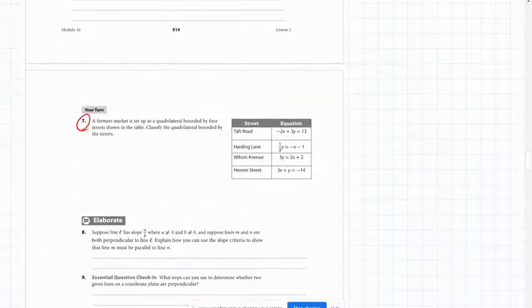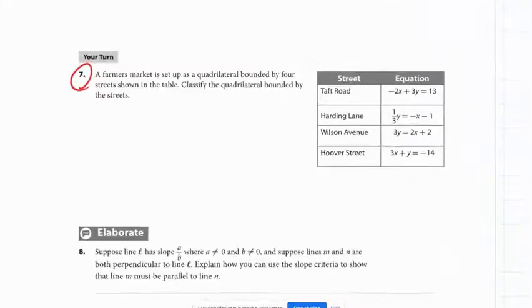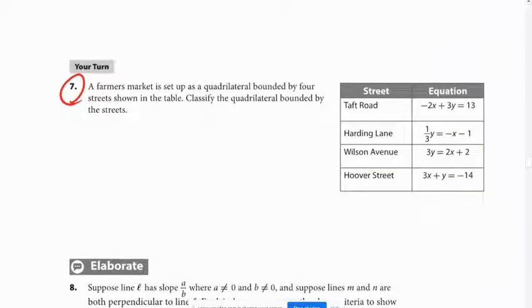Okay, and now go on to page 515, problem number 7 at the top, very similar to the one we just did. Go ahead and work as a group to rewrite all four of these equations, write down what the slopes are, and decide what kind of figure this is. So pause the video, please, and give about maybe 6 minutes, and then make sure all the groups have discussed, and then press play to show the solution.